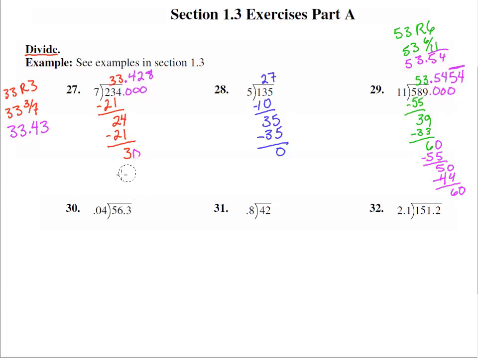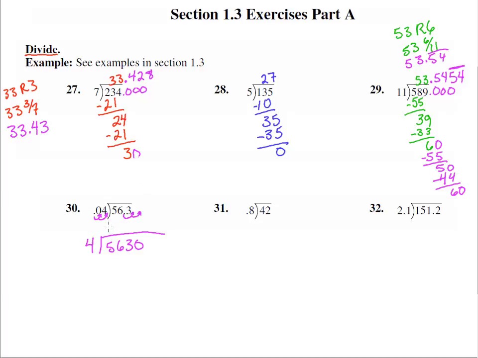Okay, let's get us a little bit more space down here so we can work with this problem. Let's erase a few of those. And number 30. 0.04 into 56.3. I don't know my 0.04 times tables, so we're going to move this 2 places so we get the number 4. And then over here, we've got to move it 2 places. So this is 5, 6, 3, 0. This problem has the same answer as this problem. So we're going to do it.